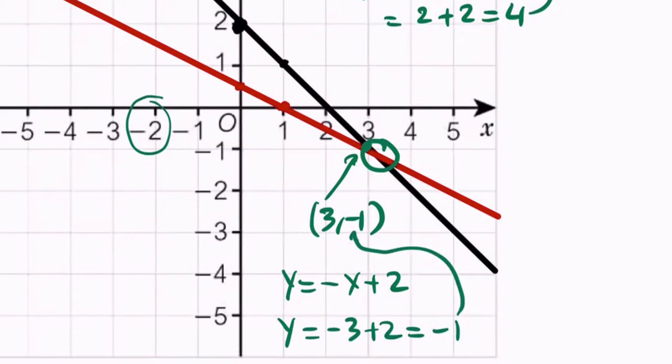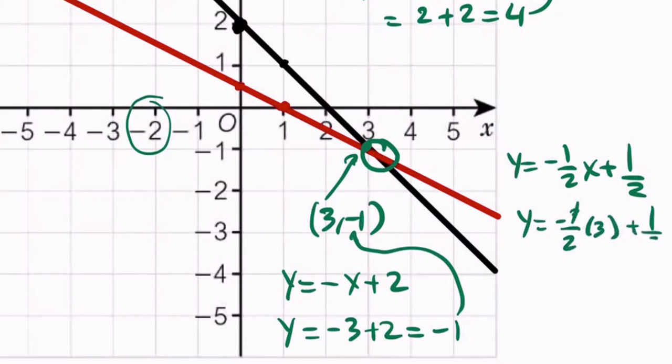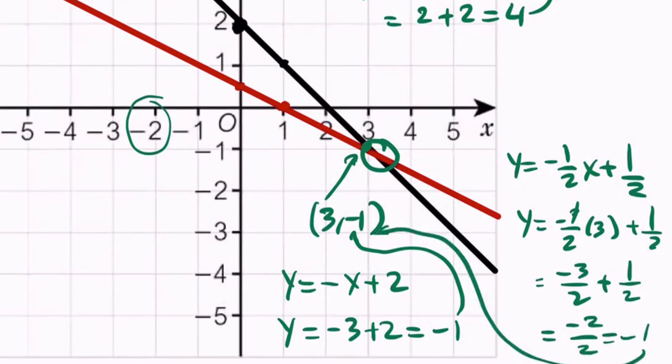But the other line was y equals negative half x plus half, right? So let us test also. Substitute x equals 3. So y equals negative half times 3 plus half. So negative 3 over 2 plus 1 over 2. Negative 3 plus 1, negative 2 over 2, means negative 1. It also satisfies both lines.